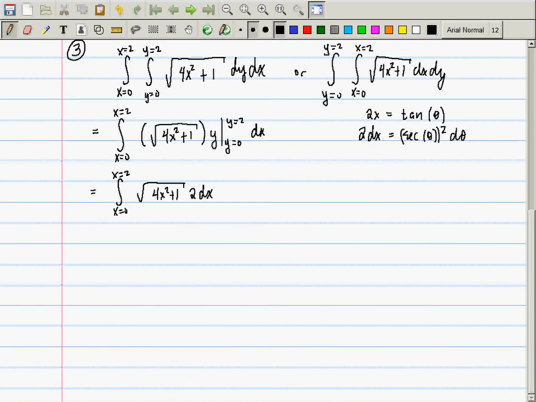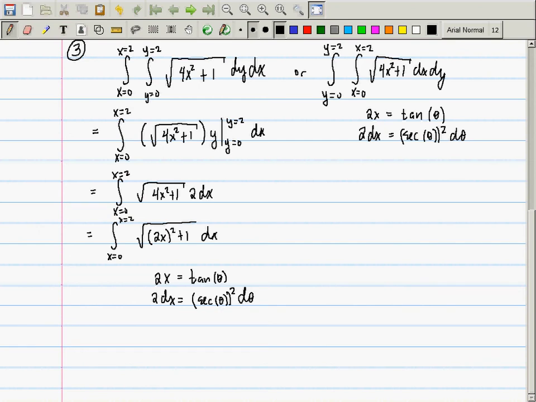Okay, that's fine. So then I'll rewrite this just a little bit so that it looks, for those of you that had me for calculus 1, you can remember how I would write it. So this is the square root of 2x squared plus 1 dx. So now I'll do the substitution that 2x is equal to the tangent of theta. So then 2 dx is equal to the secant of theta squared d theta.